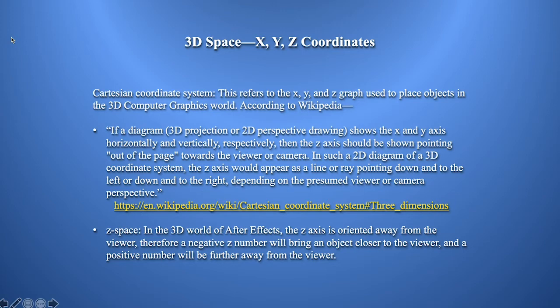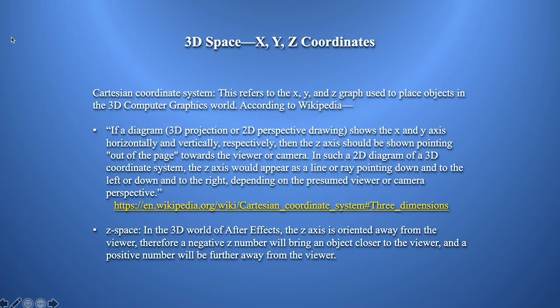According to Wikipedia, if a diagram, a 3D projection, or a 2D perspective drawing shows the X and Y axis horizontally and vertically respectively, then the z-axis should be shown pointing out of the page towards the viewer or camera. In such a 2D diagram of a 3D coordinate system, the z-axis would appear as a line or a ray pointing down and to the left or down and to the right, depending on the presumed viewer or camera perspective.